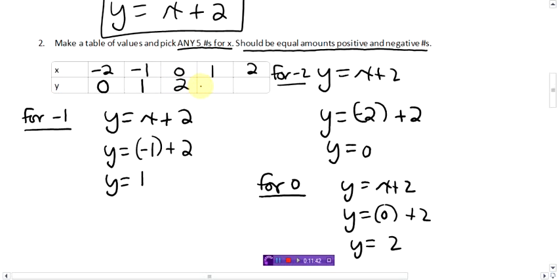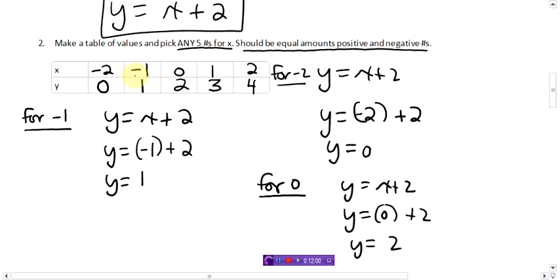Now, do you see a pattern? Yes, you do. You see that the y's are going up by 1s. So this one must be a 3, and that one must be a 4. So there we have our table filled in. Nothing new. The next part is to make the graph.